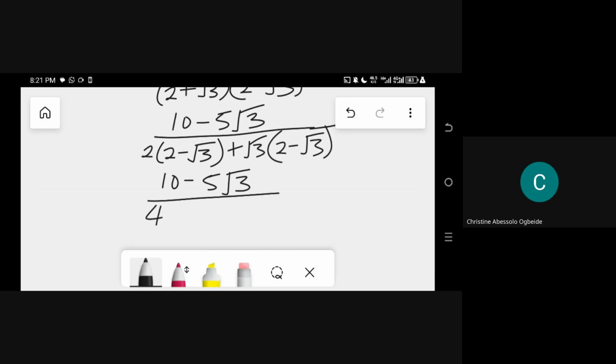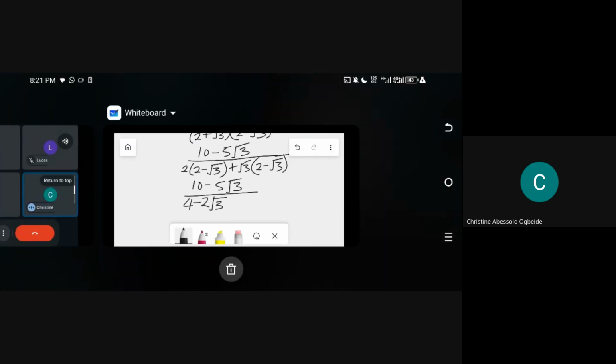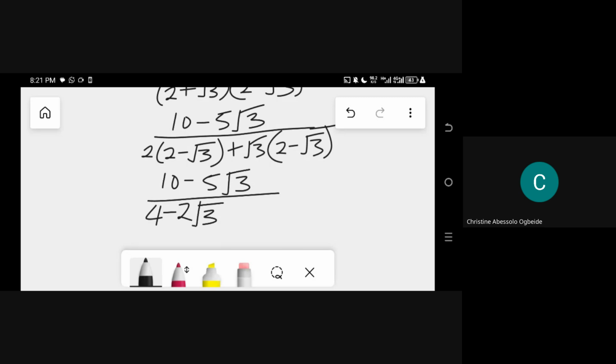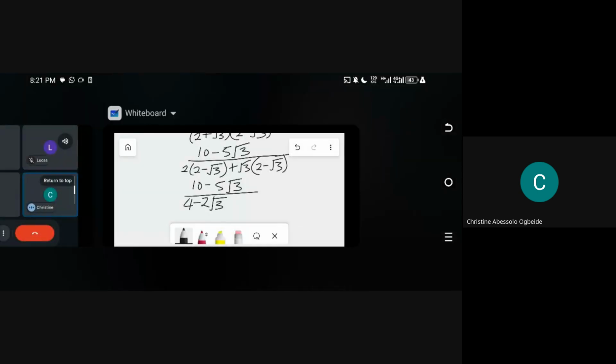4 minus 2 root 3 minus 2 root 3. Okay, don't worry, let someone else. So that's the expansion of the first bracket: 2 times 2 is 4, minus 2 times root 3, 2 root 3. So the second bracket, who will take that?